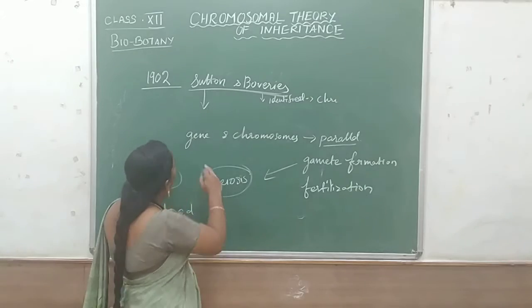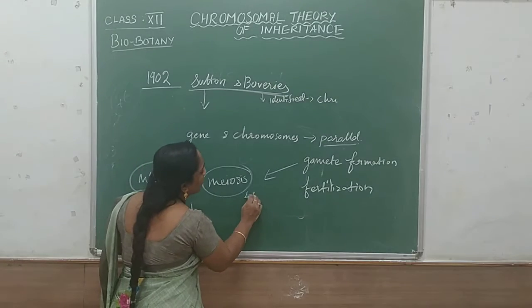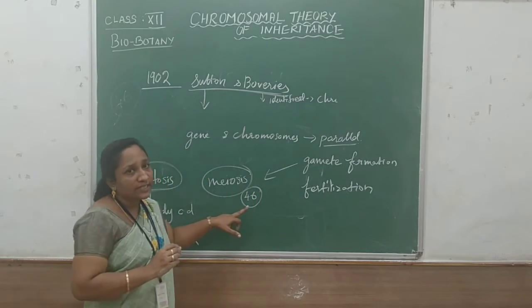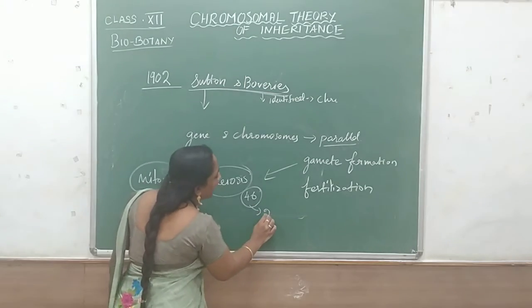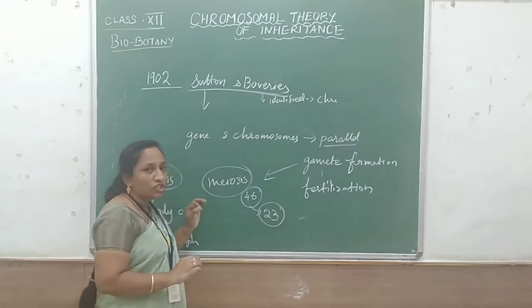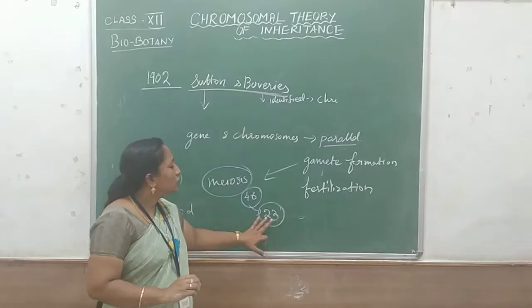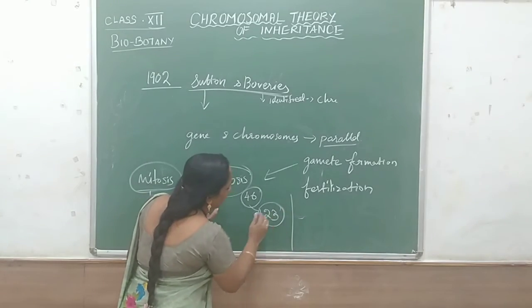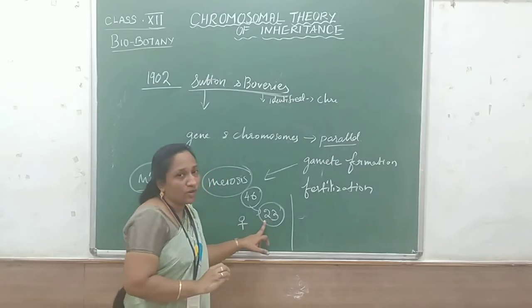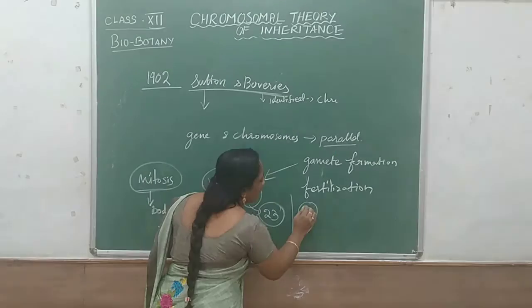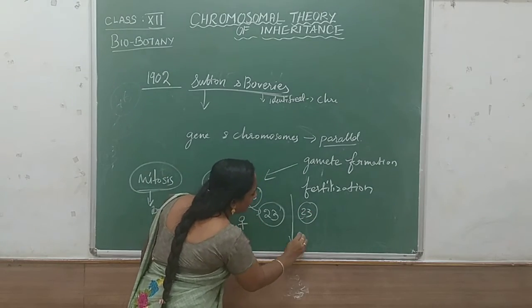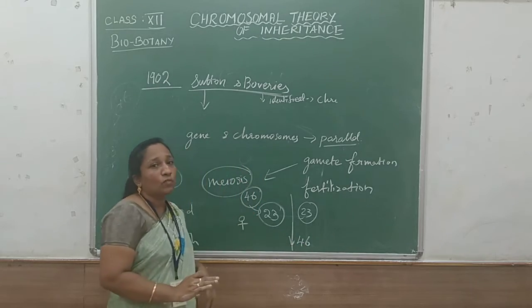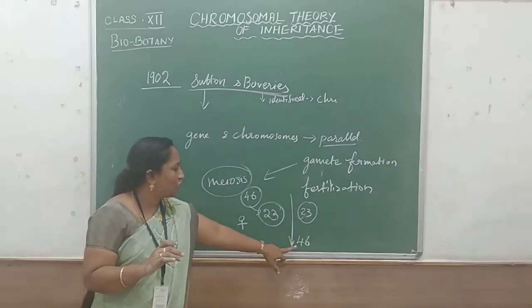Meiosis means, for example, if there are 46 chromosomes in the cell, under meiotic cell division it turns into only 23. Understood? So all the gametes will have only 23. If the mother has 23, then the father cell will also have 23. Then only the baby will get 46 chromosomes. It maintains the species.